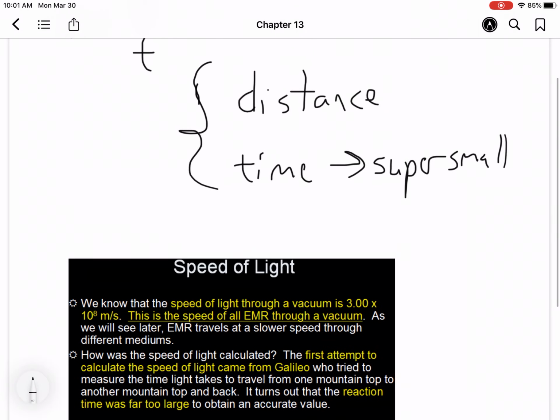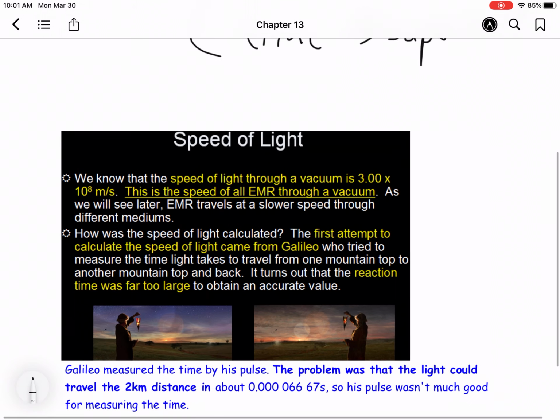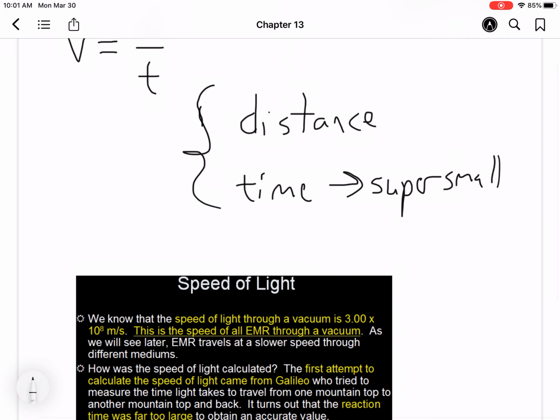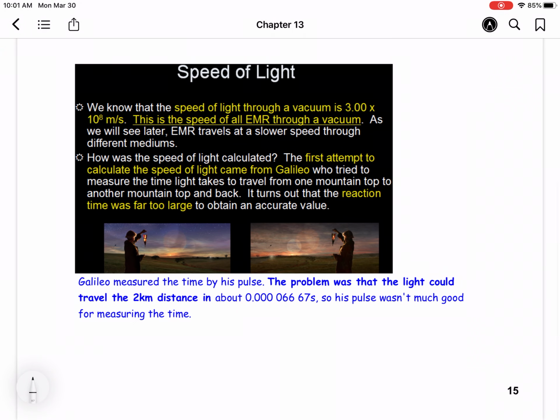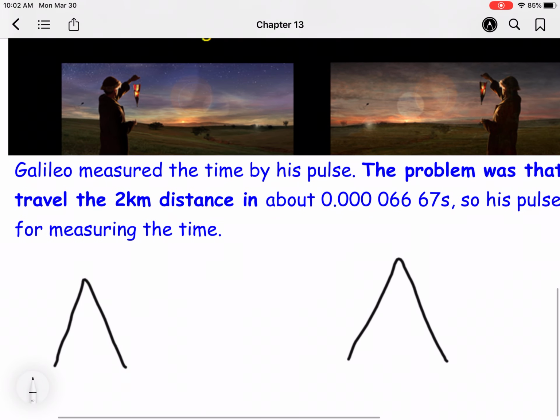So the first clever thing that everyone did was they said, well, what if we double the distance? So instead of just measuring the distance from one spot to another, we would have it come there and back, right? The first person to do this was Galileo. So Galileo says, well, I'm going to go to the top of the mountain over here, and I'm going to send someone over to the top of this mountain. I'm going to stand here with my lantern. You stand over here with your lantern. And these mountains are about 2 kilometers apart.